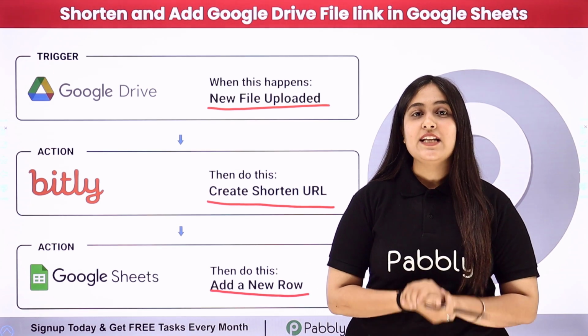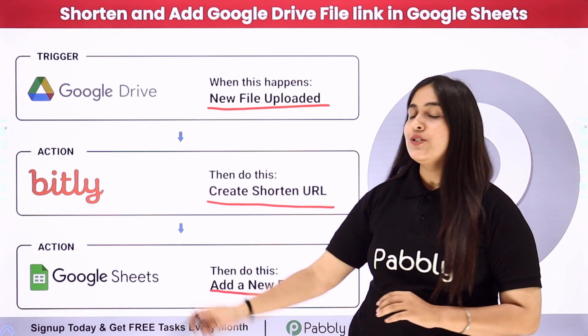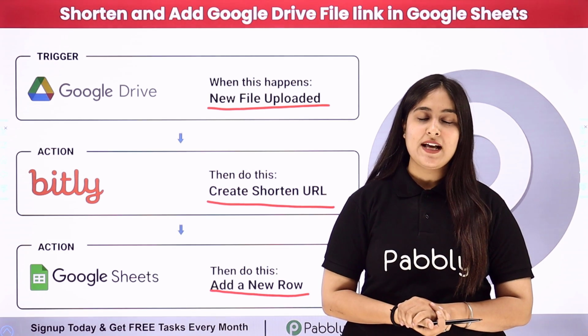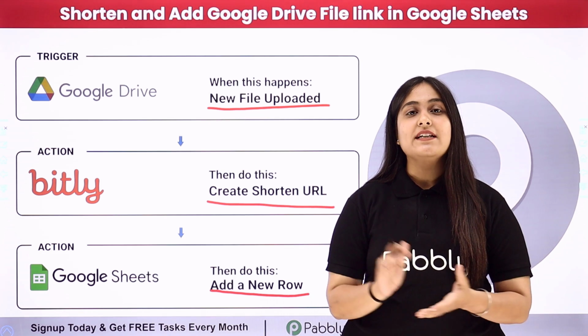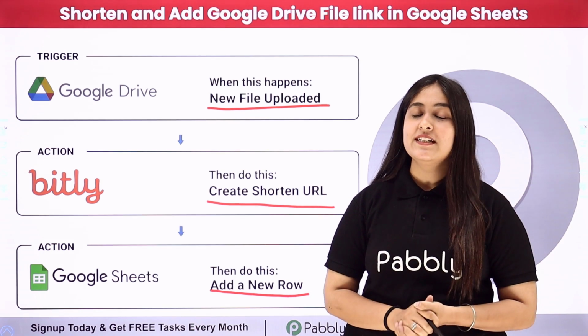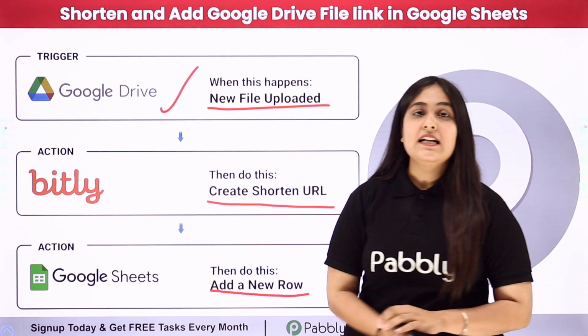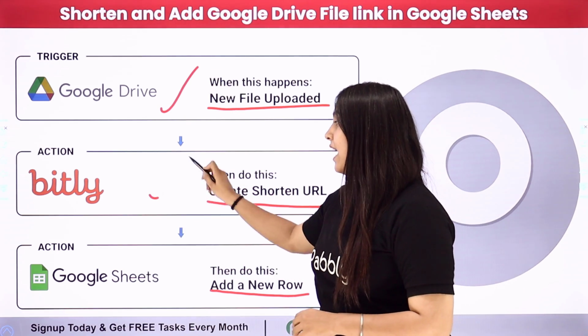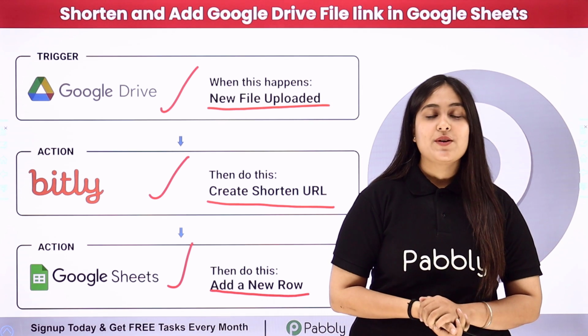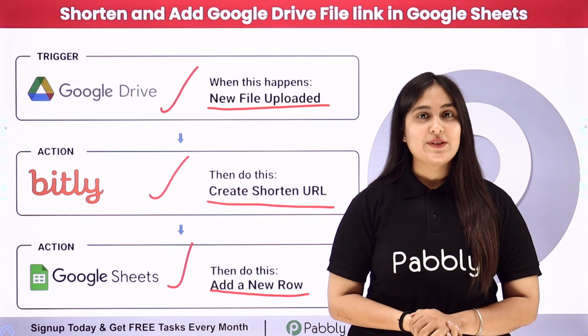So here to build this connection, I need to connect all these applications using an automation software named as Pabbly Connect. So here Pabbly Connect works on two principles, that are trigger and action. So here our trigger application will be Google Drive and our action applications will be bit.ly and Google Sheets. So to learn this process step by step, let me take you to my screen.